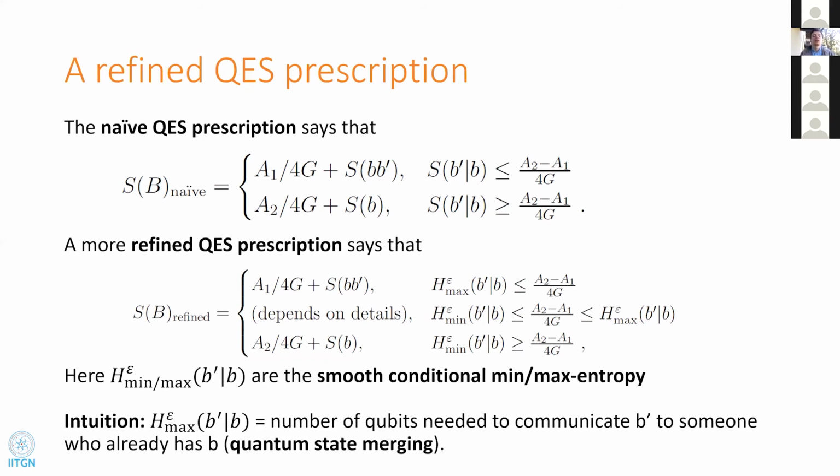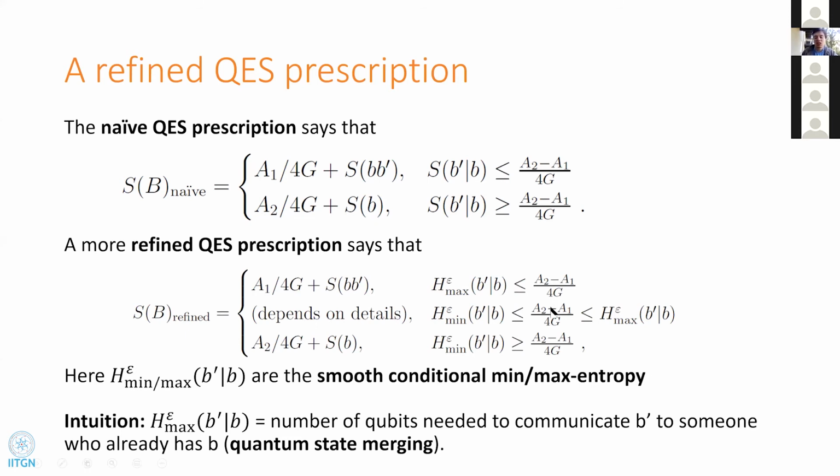Okay. So the intuition, which I'll go back to in more detail in a bit for why you should think that this is sensible, is that H max in a particular sense captures the number of qubits that are needed to communicate the state on little b prime to someone who already has access to the state on little b. Okay, that's going to be what's called quantum state merging. I'm going to define it more properly later.